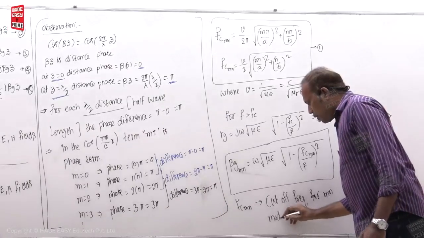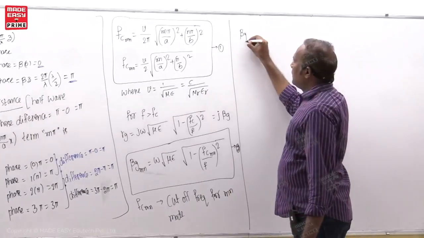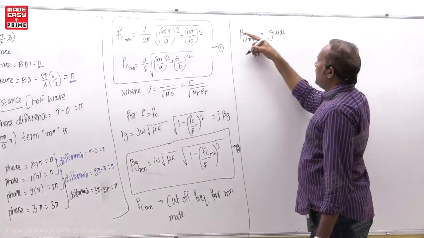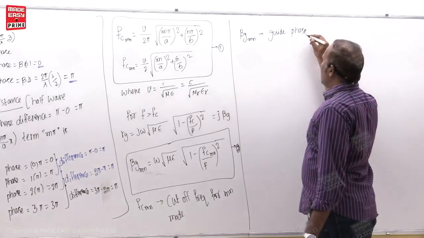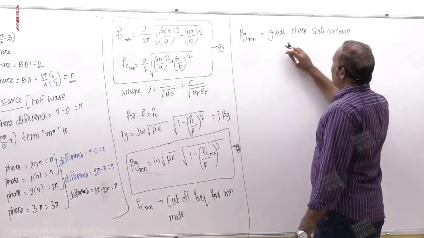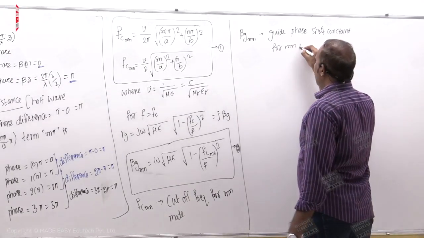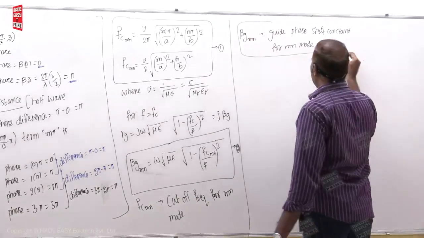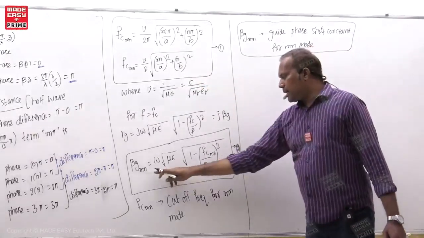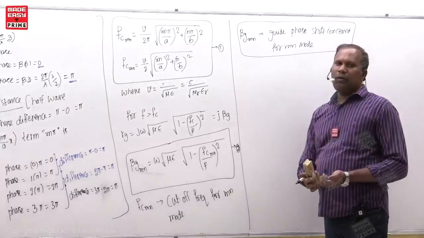for mn mode. Next, beta g mn is nothing but, g means guide, beta means phase shift constant or otherwise wave number. So phase shift constant, or otherwise you can write guide wave number also. So guide phase shift constant for mn mode. Okay, sequence, students: to solve the questions, first you have to find fc mn, because beta g needs fc mn. Then once beta g is over, then we can go for phase velocity.